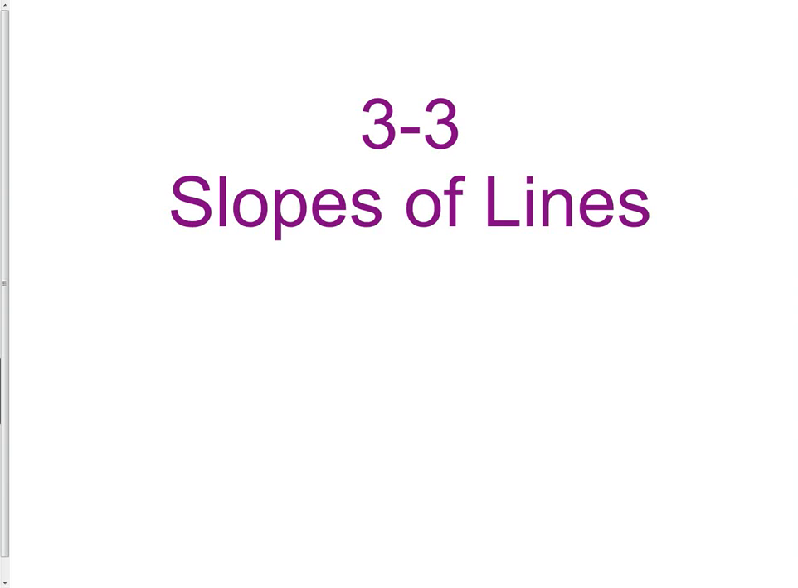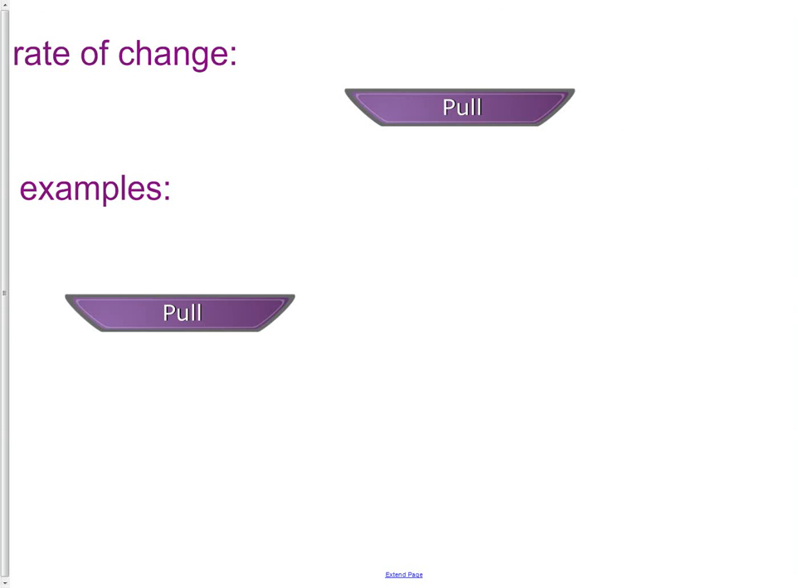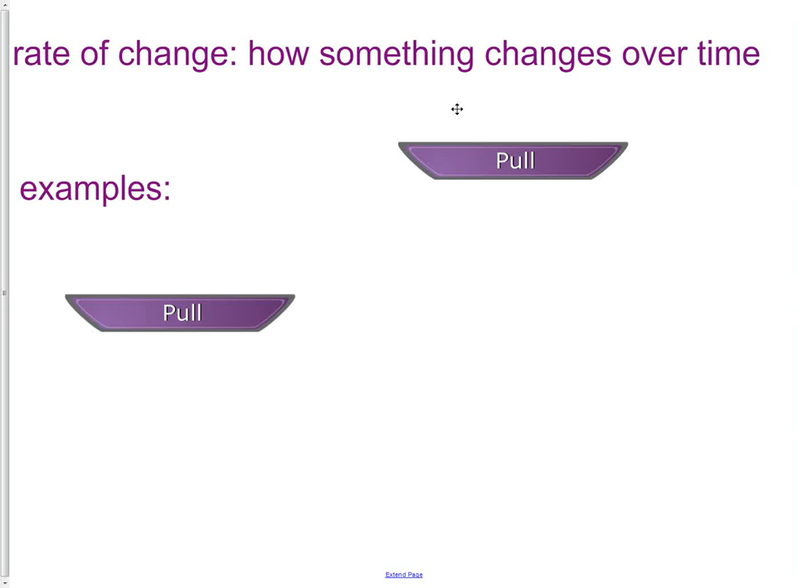As we continue our discussion of slopes of lines, we are going to move on to rate of change. Rate of change is actually a slope discussion. Rate of change is simply how something changes over time. When we graph things, time, the independent variable, is our x variable, and the amount that it's changing is going to be our y variable.